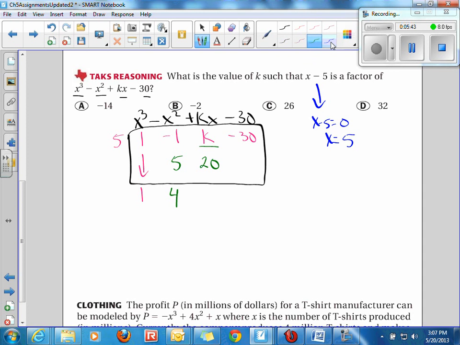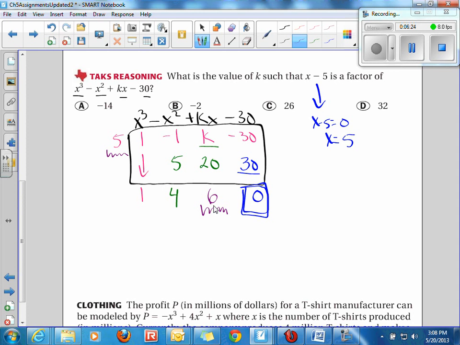Now I know that for x minus 5 to be a factor, the last number would need to be 0. So I can go fill in that last number and work my way backwards. For this number to be 0, this number in the box needs to be 30, so that the -30 will cancel and give me 0. If that needs to be 30, then this number right here multiplied by the 5 needs to be 30. So what times 5 would give me 30? Well, 6 times 5 would give me 30. So now I know that this number needs to be 6.